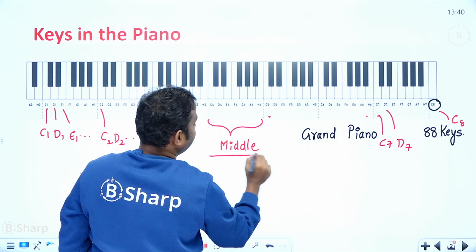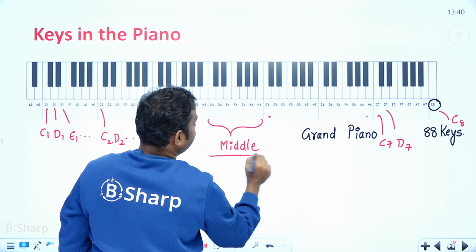So hence for a grand piano, by default C4 will normally be the middle C. Okay, it is not like that every time. So what if you are trying to play with any other keyboard, say for example, one with only 61 keys or 76 keys? When you have only 76 keys, then this division will vary. If it is the 88 keys, then C4 will be the middle octave.